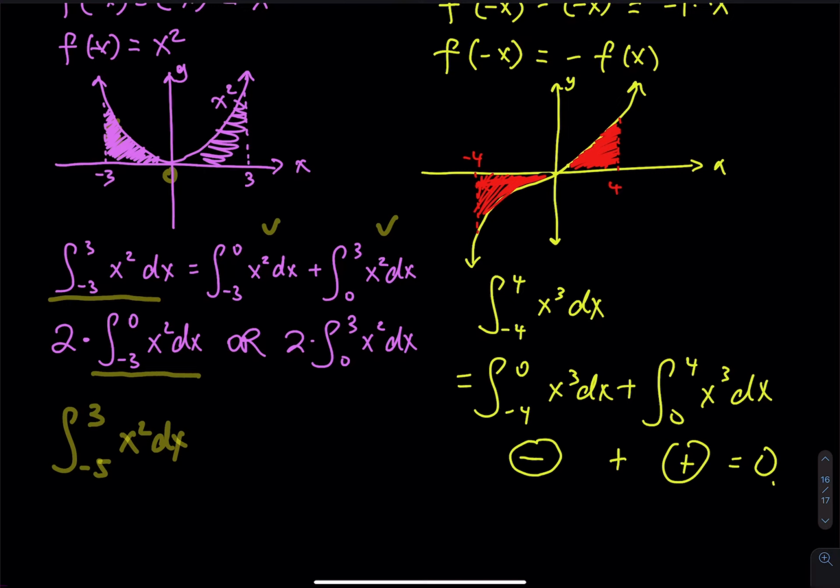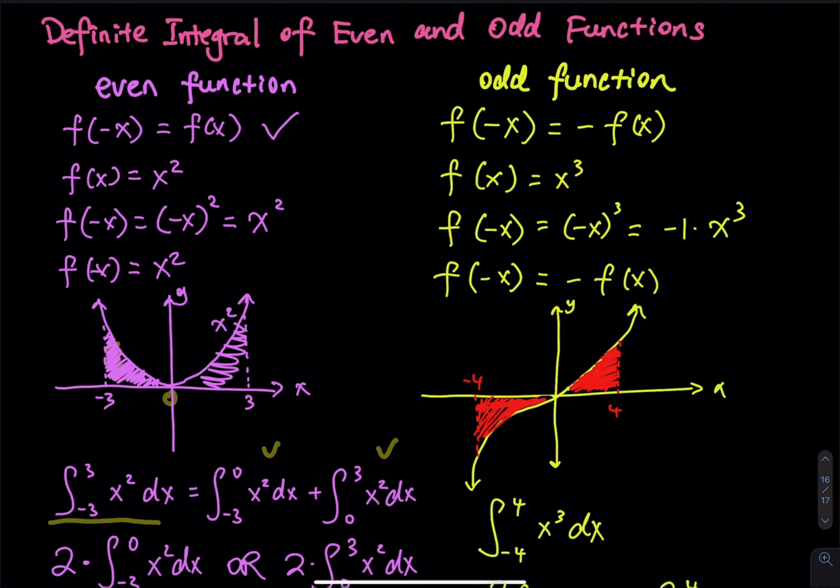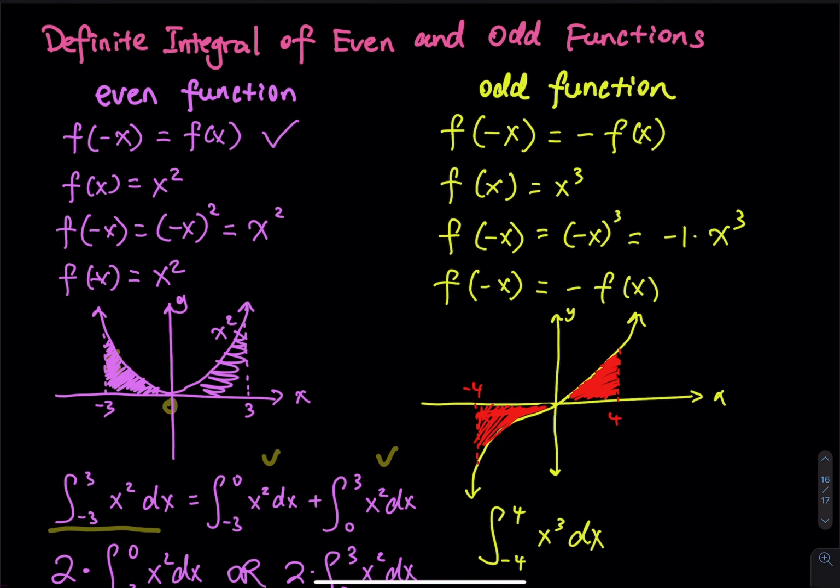So that is one thing you can do when you evaluate a definite integral using even and odd functions. But if the function is very complicated and you can't get the graph of it, then it is hard to apply these two rules.